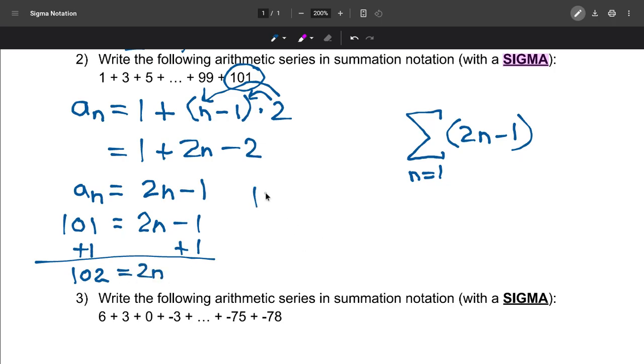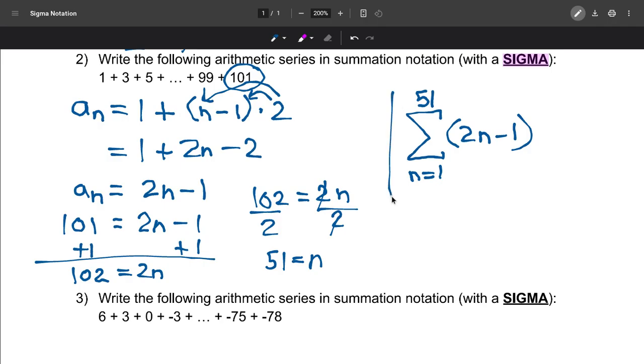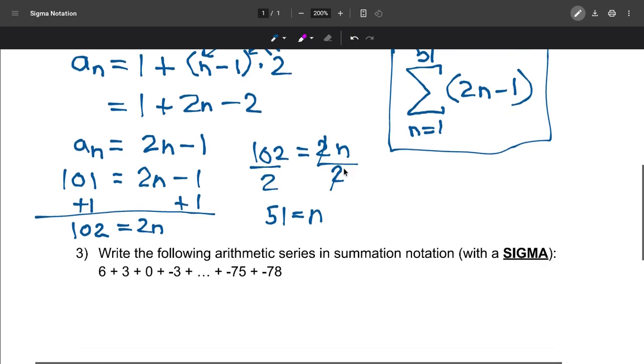Okay, so let me move this over here. So 102 equals 2n. We're going to divide by 2. The 2's are going to cancel here, and we get 51 equals n. So there's 51 terms in this one. So 51 terms. And we've written this one in summation notation. All right, let's go to the next one.